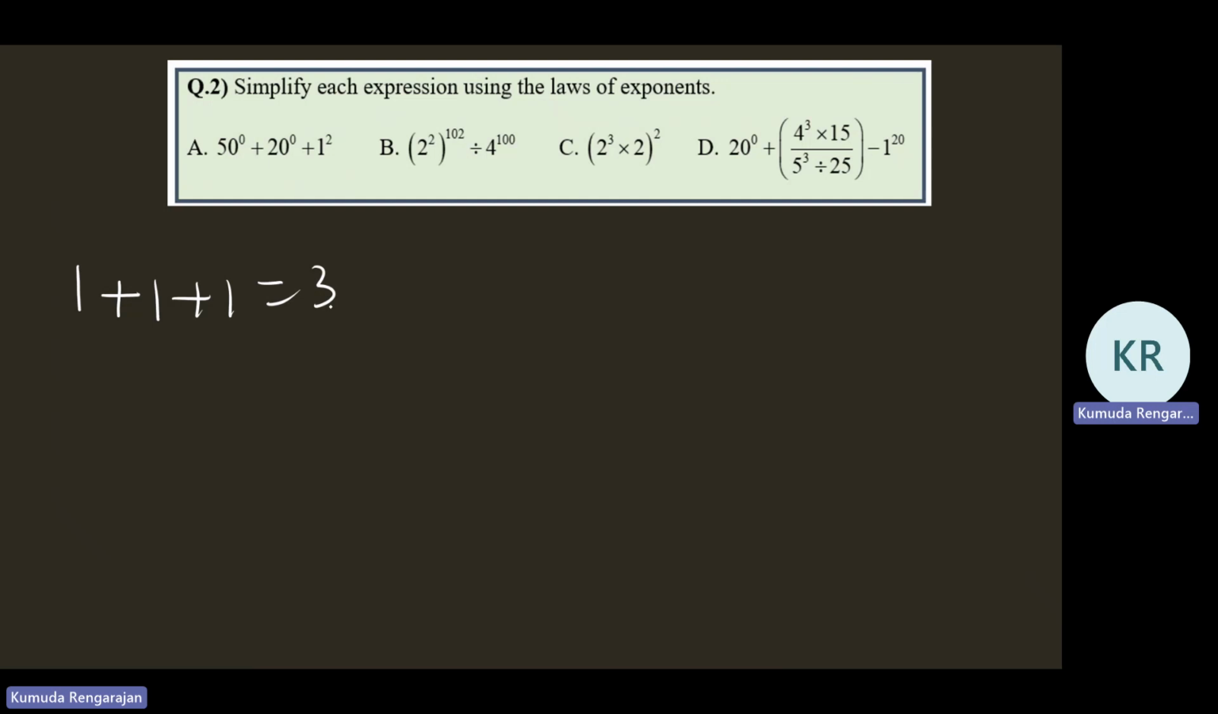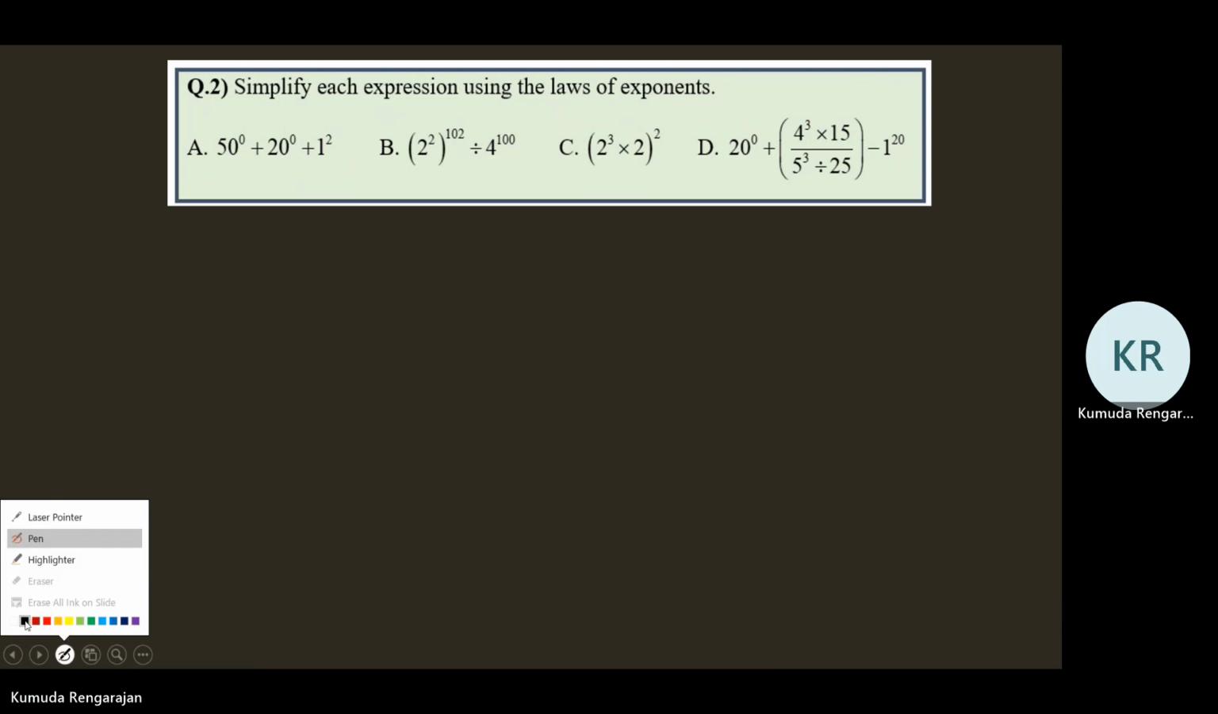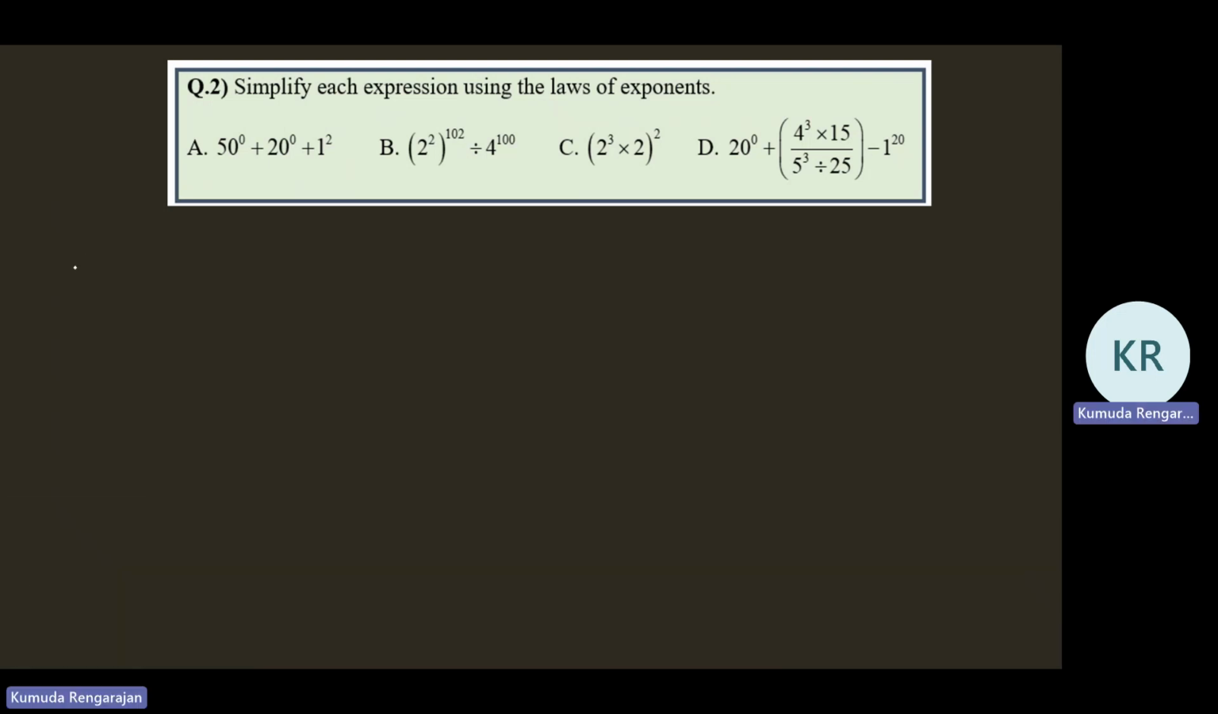Anything to the power 0 is 1. So 1 plus 1 plus 1, 3 is the answer for the first one. For this one, the answer is 3, because 1 plus 1 plus 1 is 3. The second one, 4.